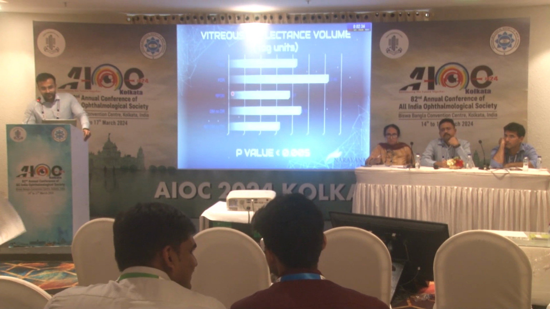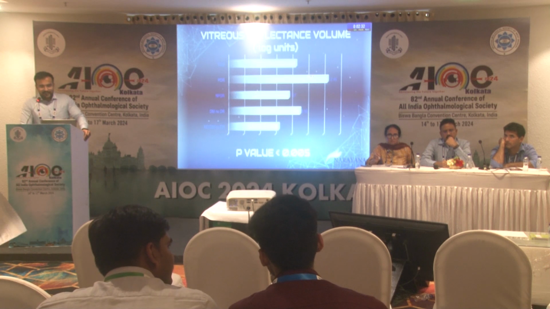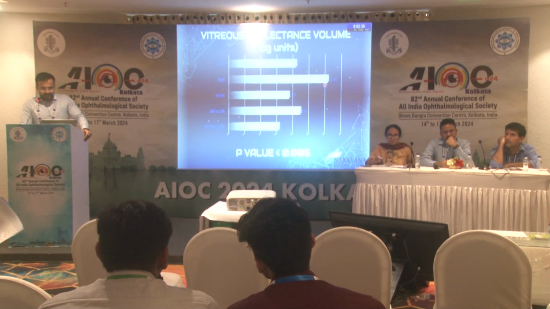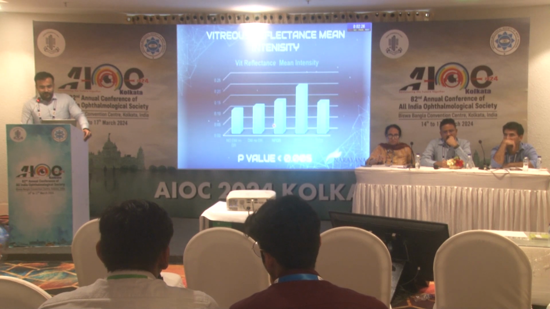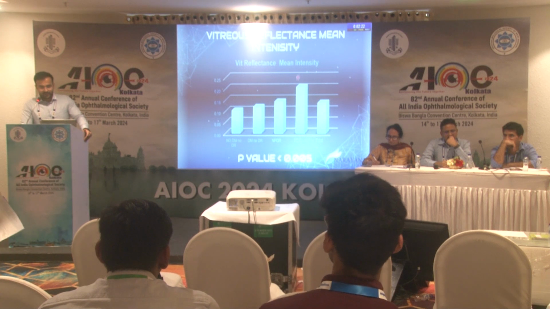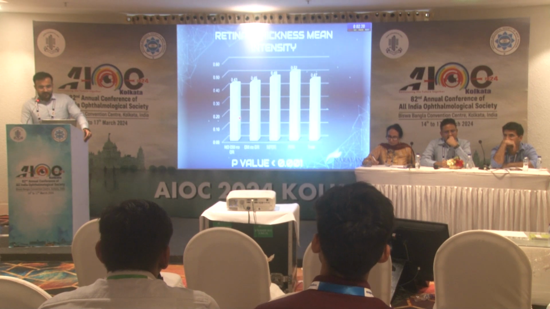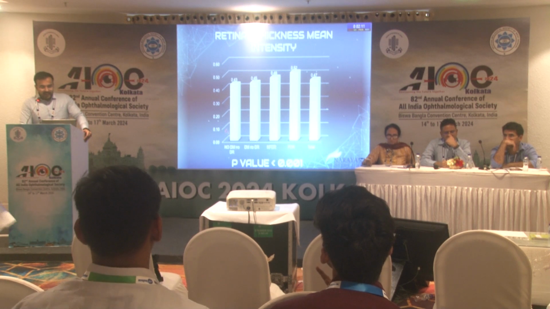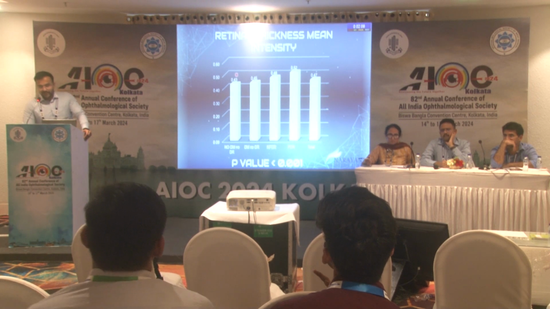The vitreous reflectance volume was again found to be maximum in the PDR group, going to 12.46, and minimum in the no DM, no DR group, around 8.42. The vitreous reflectance mean intensity was also found to be highest in the PDR group and lowest in the no DM, no DR group. The retinal thickness and intensity followed the same graph as the vitreous reflectance, highest in the PDR group at 0.52, and lowest in the no DM, no DR group.